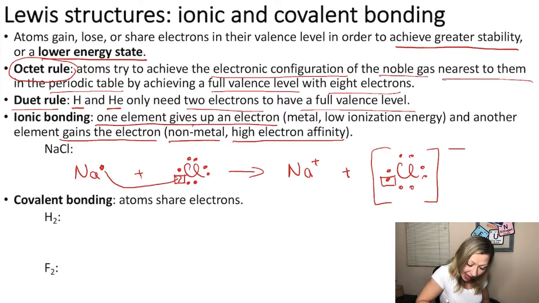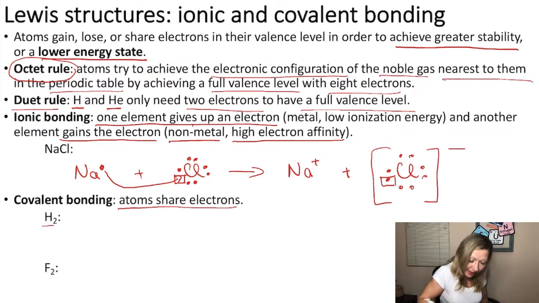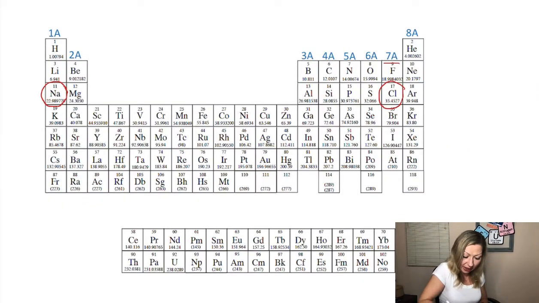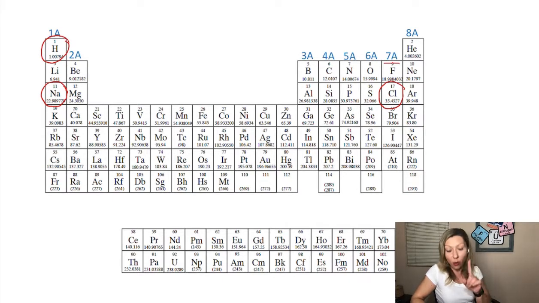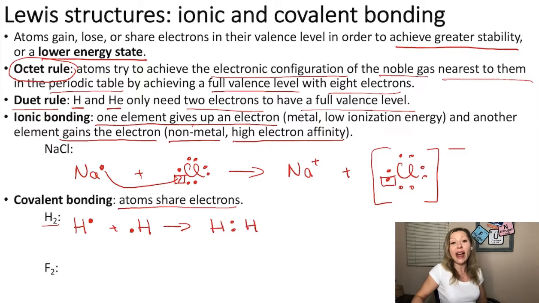In this case, atoms will share the electrons to form bonds. So how do we do that? Let's take a look at the H2 molecule. So we know in the periodic table that hydrogen is in group 1A, so it's going to have 1 valence electron. So I'm just going to show hydrogen with 1 valence electron plus another hydrogen atom with another valence electron, and they are going to share those 2 electrons.